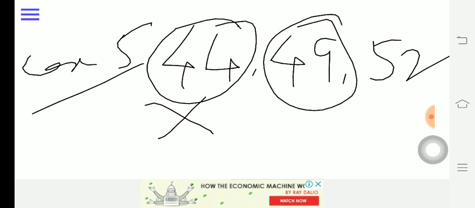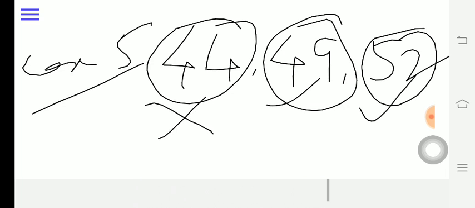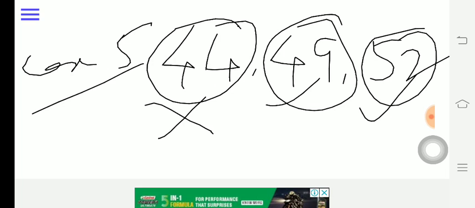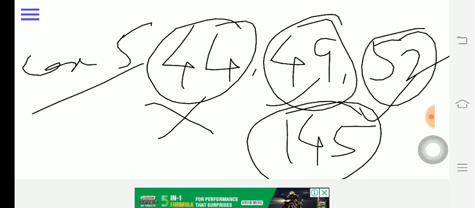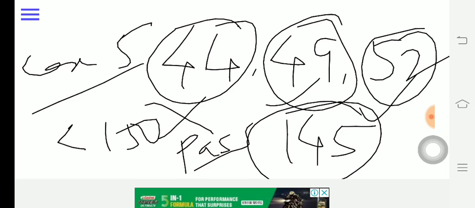Let us take another case. This is greater than 45, the first criteria holds. This is greater than 45, the first criteria holds. Let us sum this: 44 plus 49 is 93, plus 52 is 145. So you will see that this is less than 150. It means you are not pass in total. And individually, since you had not scored greater than 45 in each individual subject in the first attempt, you are not pass in this case.